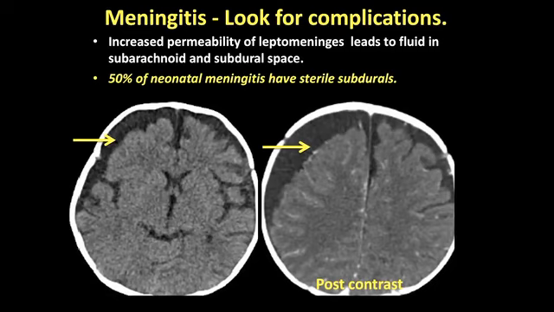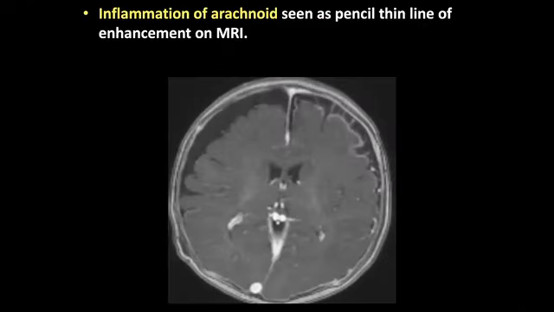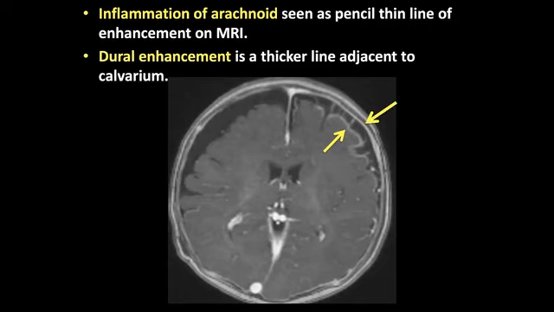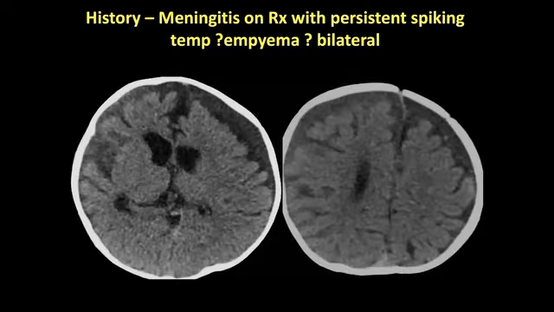But what about the ones that potentially are infected or are empyemas? Well, we can often see inflammation of the arachnoid as a pencil-thin line of enhancement on MRI. We see normal dural enhancement as the thicker line. But again, it's very difficult to know, is this an empyema or is this a sterile hygroma?